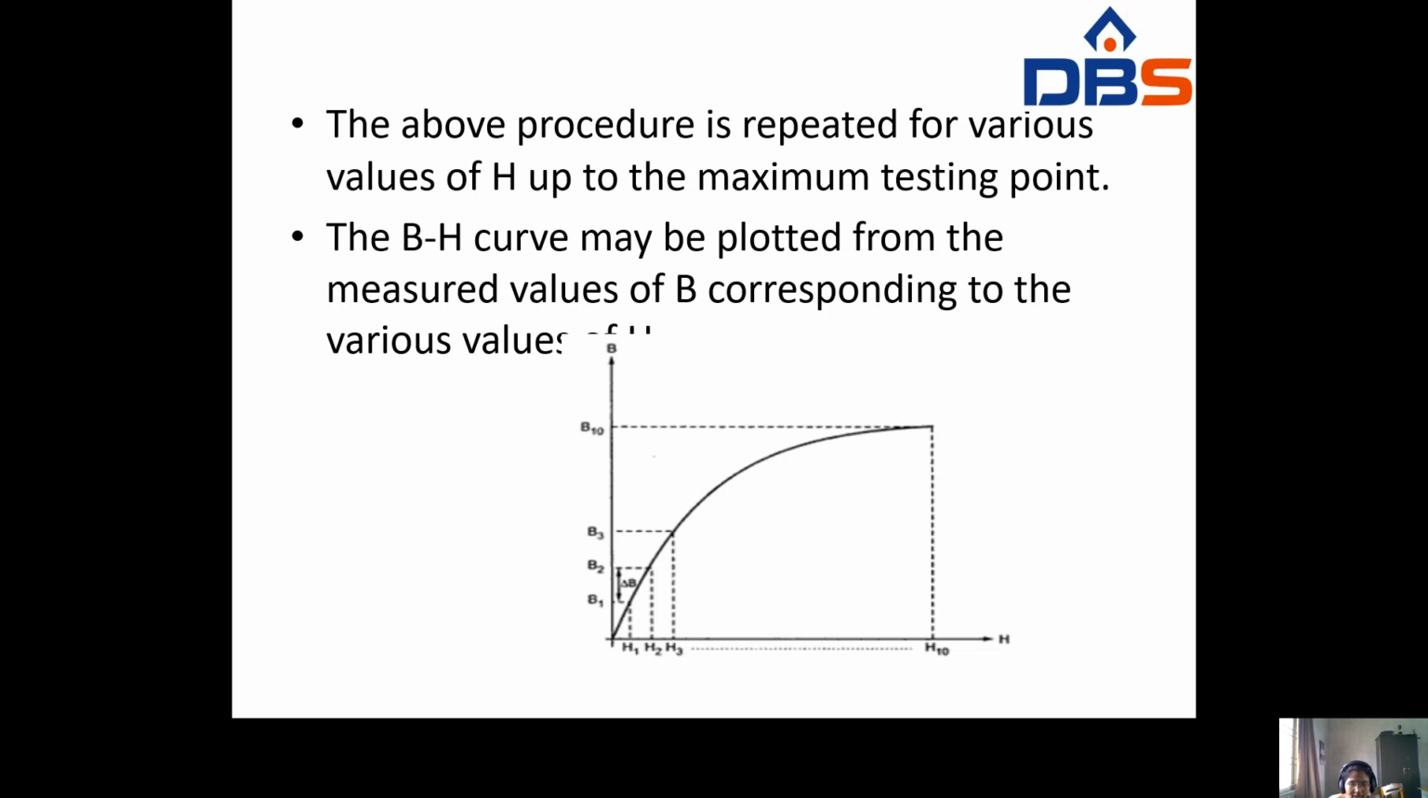Here you write H1, H2, H3 and so on up to H10. Similarly B1, B2, B3 and so on up to B10. The change between any two values is written as delta B. Okay, so this is a BH curve.